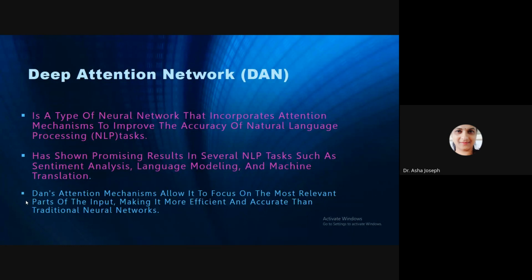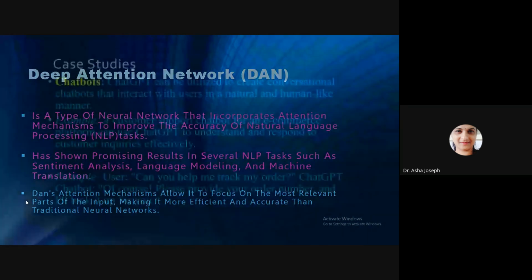This is another thing I just wanted to mention as part of it: the Deep Attention Network, DAN. This is also a type of neural network which incorporates attention mechanisms to improve the accuracy of natural language processing tasks. It has shown promising results in several tasks such as sentiment analysis, language modeling, and machine translation. The attention mechanism allows it to focus on the most relevant parts of the input, making it more efficient and accurate than traditional neural networks.